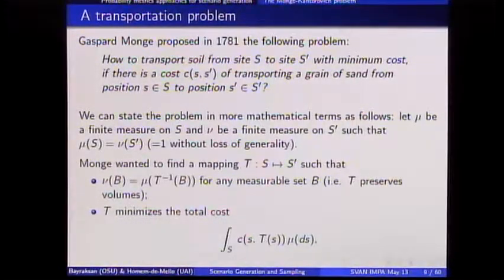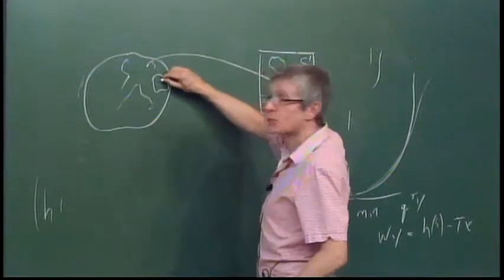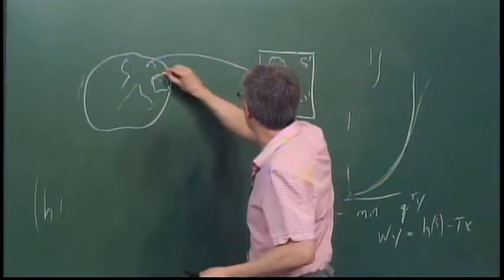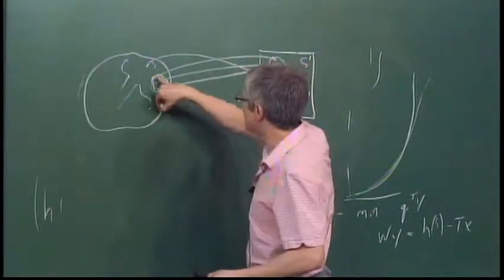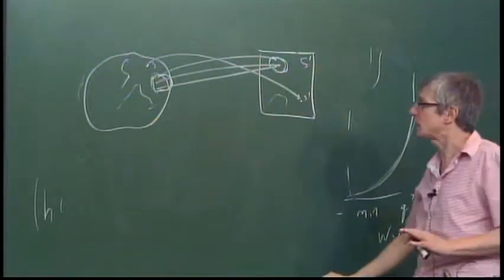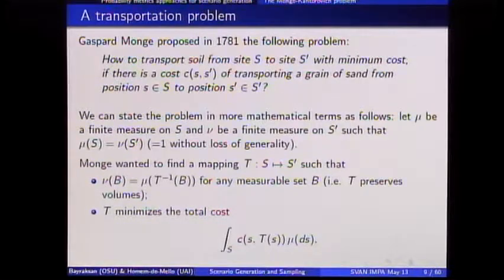So essentially what we want is to find a mapping from S to S prime that has this property: the measure of anything here has to be equal to the measure on the origin, because we have to preserve volumes. So if I look at the image of this set, I need to have the same volume here as here for any subset. It's kind of natural, again, this is the reason that we cannot manufacture sand, or lose sand. So this has to hold for any measurable set.